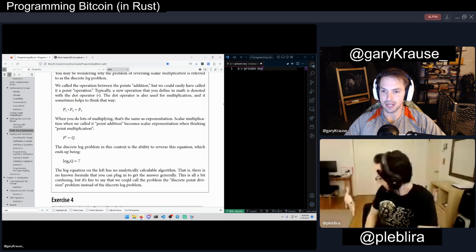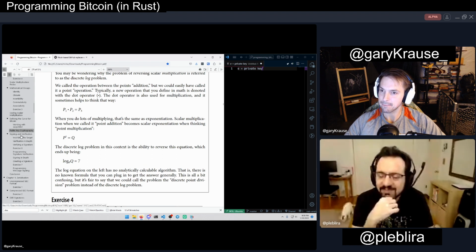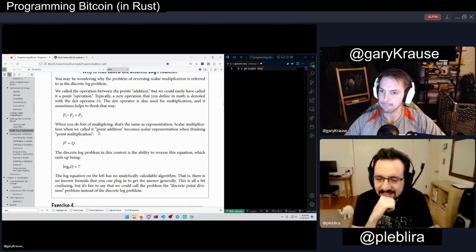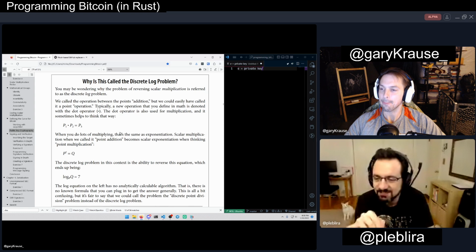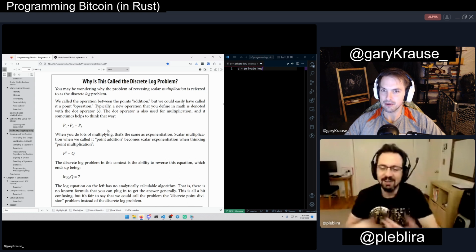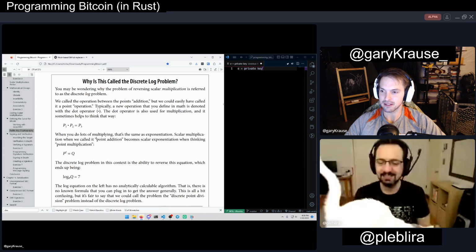So yeah, that's a thing. Interestingly, it's reversing scalar exponentiation in a way, because when we do lots of multiplying, that's the same as exponentiation. And the log is the reverse of the exponentiation, right?